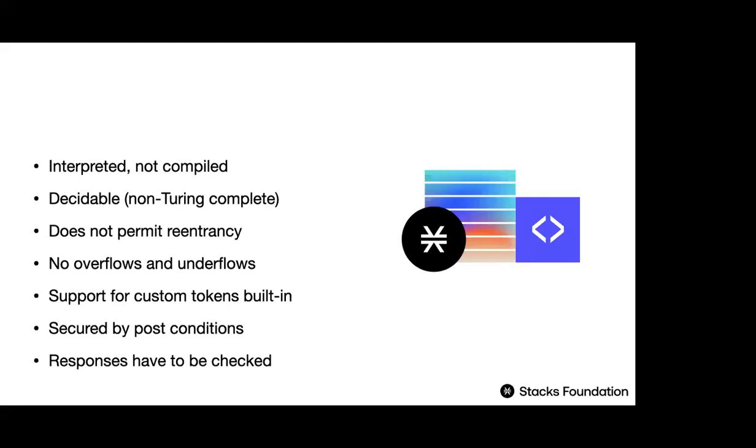Finally, response codes have to be checked in Clarity. It has happened more than once in Solidity where you do a low-level contract call from one contract to another, but you forget to actually check the return status. The contract that was called might have reverted, but you did not check if that was actually the case, and then you continue. So you think that something has happened when it really hasn't.